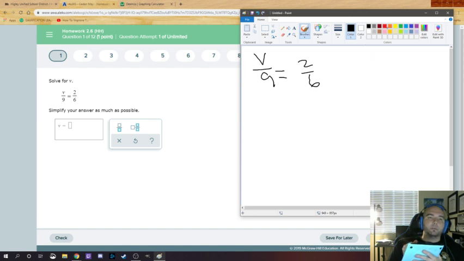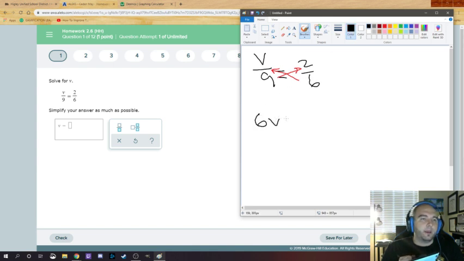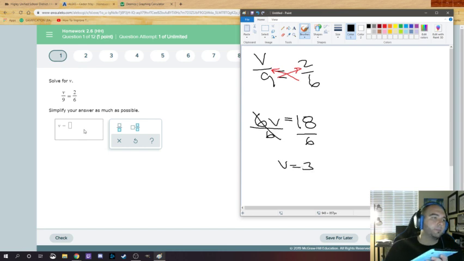The way you solve these proportion problems is you cross multiply. I'm not saying you have to cross multiply. There's other ways you can do this. I'm just going to show you the cross multiplying way on this first one. So 9 times 2, 6 times v. When you do 6 times v, you get 6v. And then you put equals the other cross multiplying result. 9 times 2 is 18. Then you solve from here, divide both sides by 6. v equals 3. That's it.